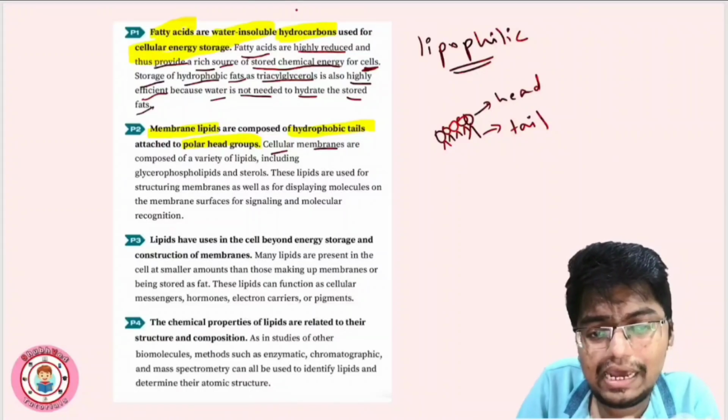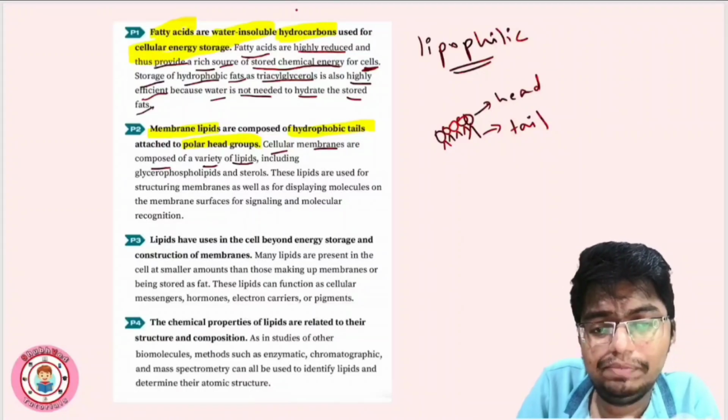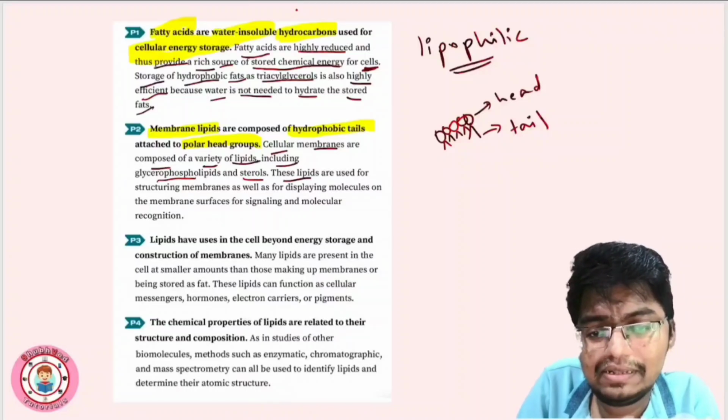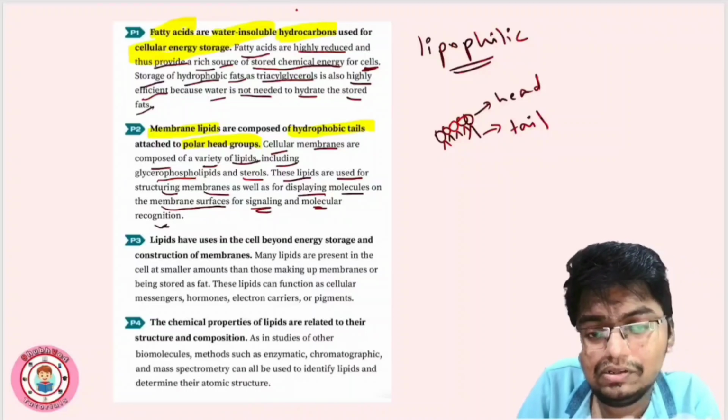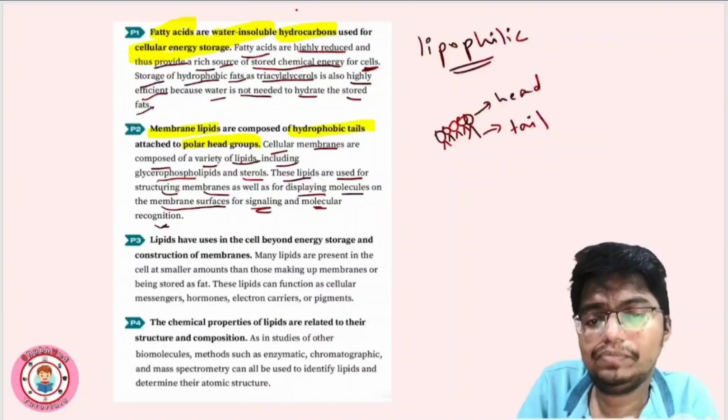Cellular membranes are composed of variety of lipids. There are many lipids, including glycerophospholipids and steroids. These lipids are used for structuring membranes as well as for displaying molecules on the membrane surfaces for signaling and molecular recognition. So, signaling में role होता है as well as recognition, right?